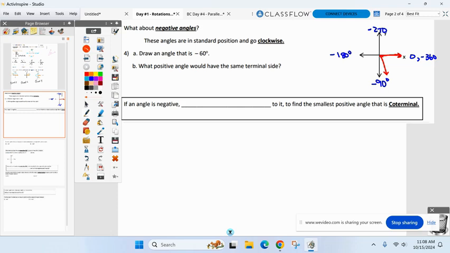One last change, though. Where do you think my arrow's going? Clockwise. All right, now it's going clockwise to show it's a negative angle.